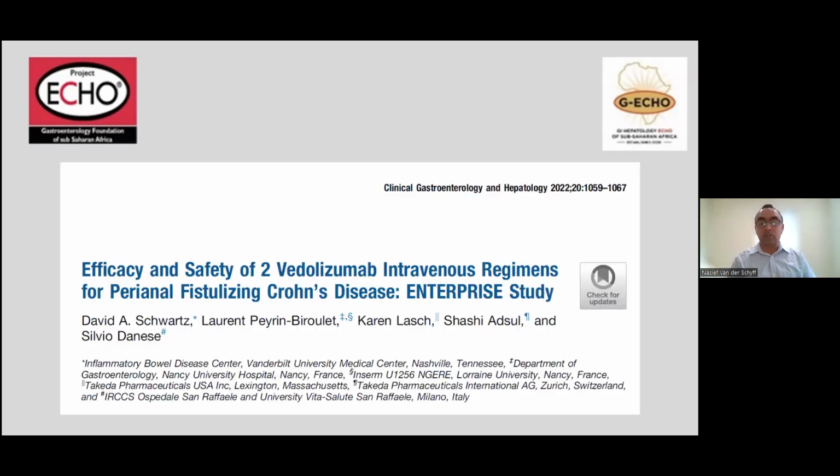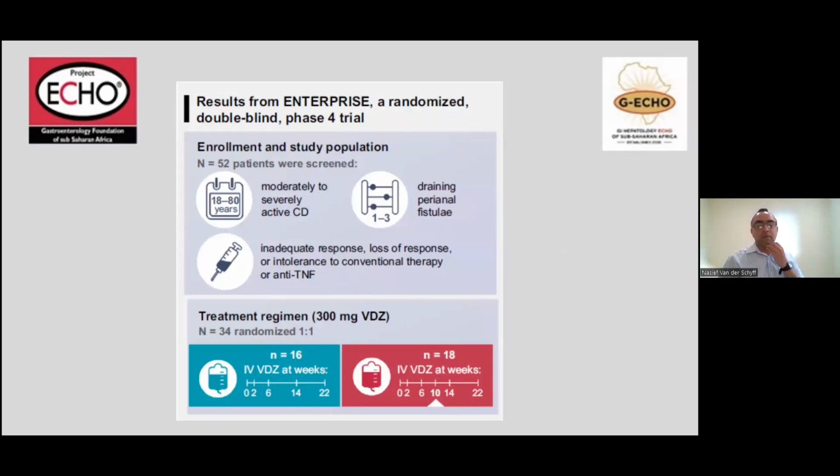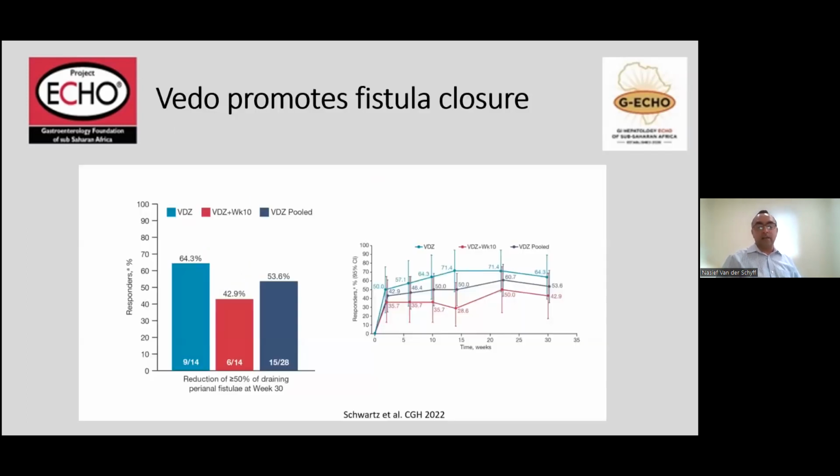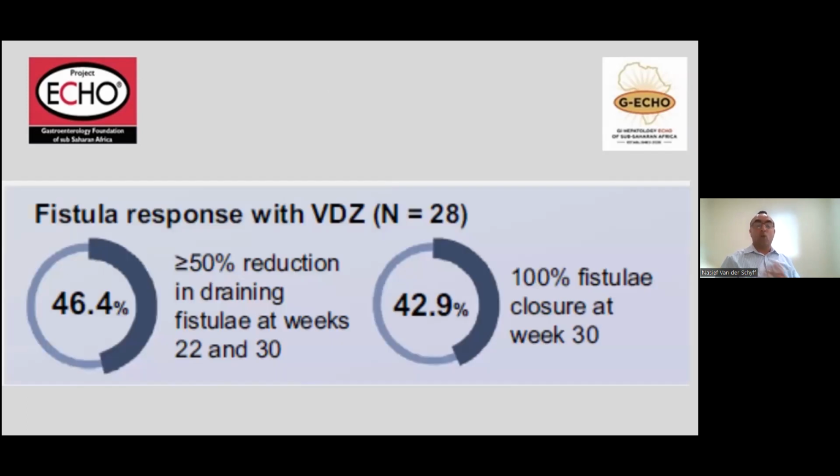This trial was published last year, in 2022, from what is called the ENTERPRISE study. In the ENTERPRISE study, they gave vedolizumab to patients that were optimally managed, who had an inadequate response or loss of response to anti-TNF. There were 34 patients, and pooled data showed that vedolizumab was beneficial. For 46% of patients, there was more than 50% reduction in drainage of fistula at weeks 22 and 30, and in 42% of patients, there was 100% fistula closure at week 30.